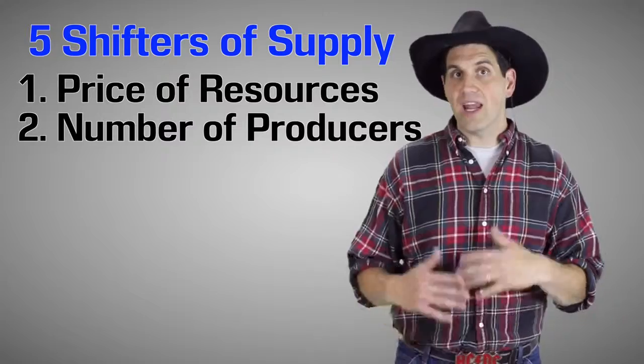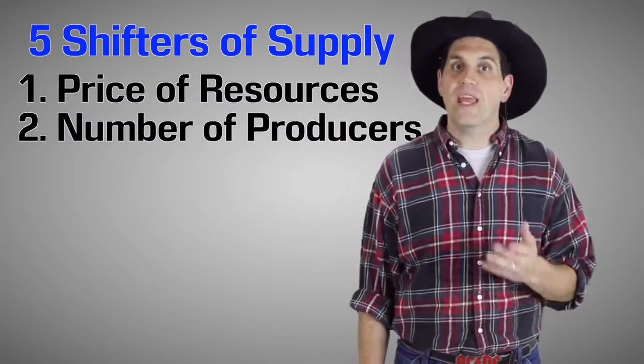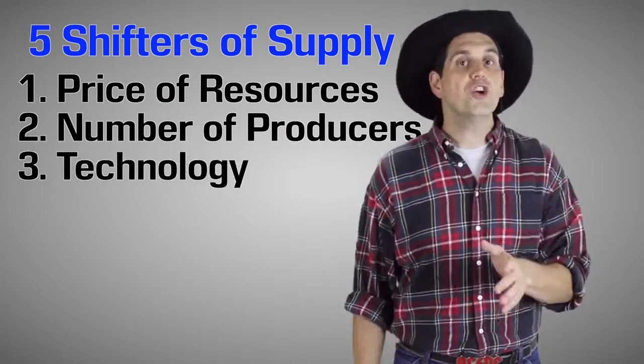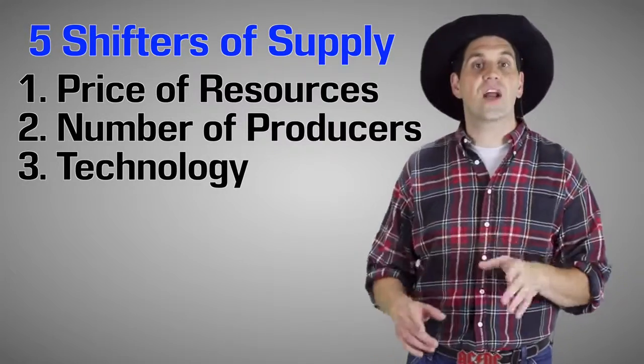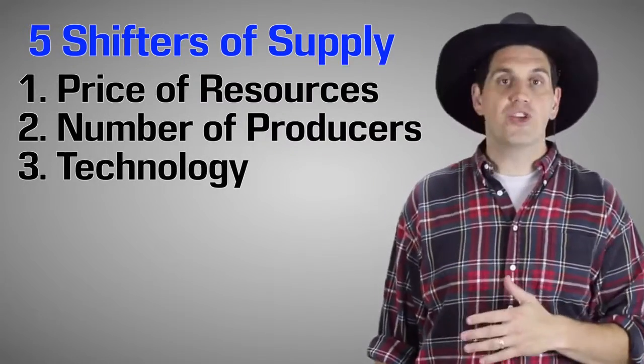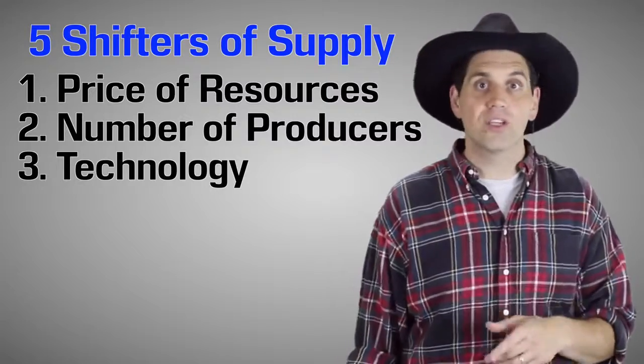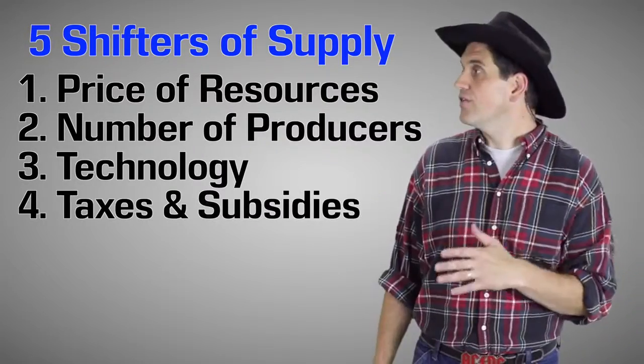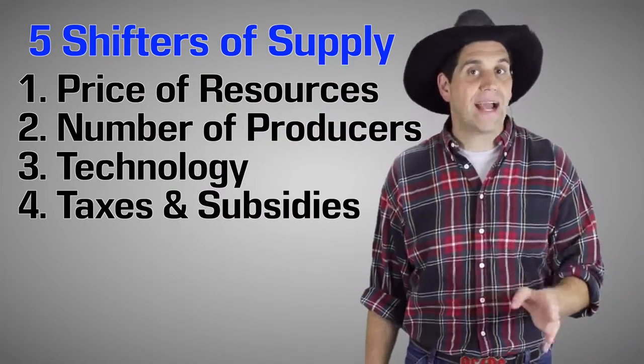So if out of nowhere there's an increase in the number of dairy farmers, that would increase the supply of milk. The third shifter is a change in technology that would affect productivity. So new advanced milking machines would cause the supply for milk to increase and shift to the right. Another shifter is government involvement, such as taxes or subsidies.